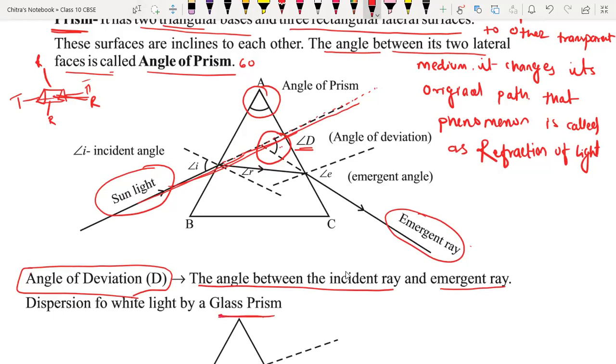Now we are going to understand the dispersion of white light through the glass prism. Sir, take Akil in. Yes, son. Sir, Akil is in the waiting room. I'm not getting what you are saying.